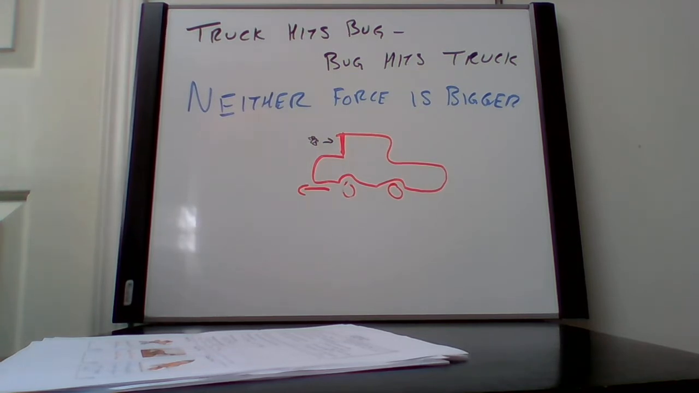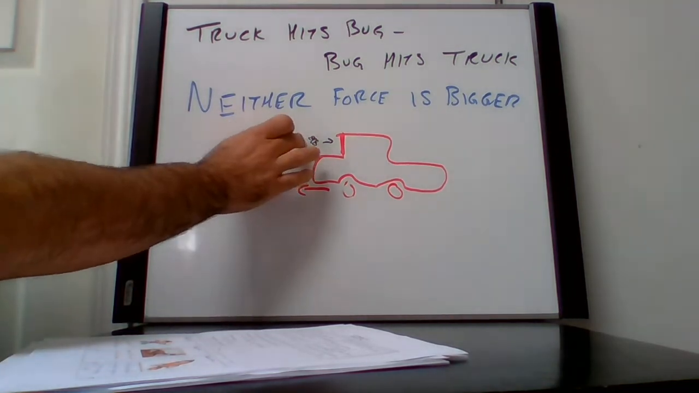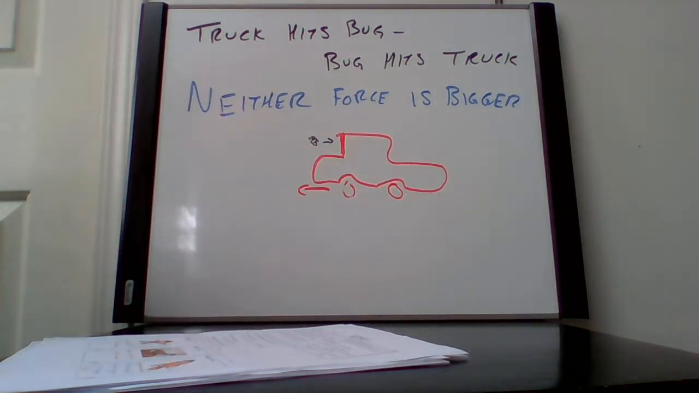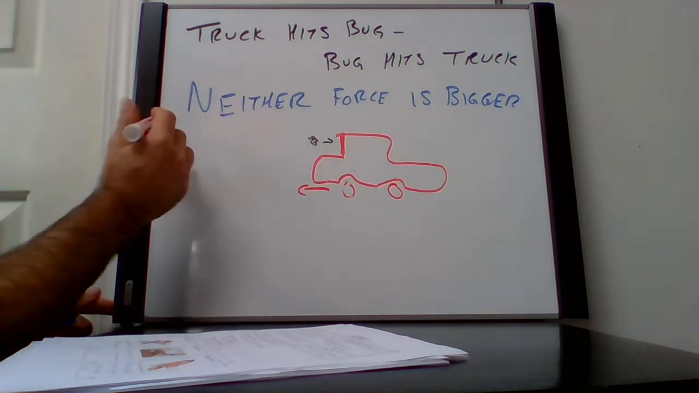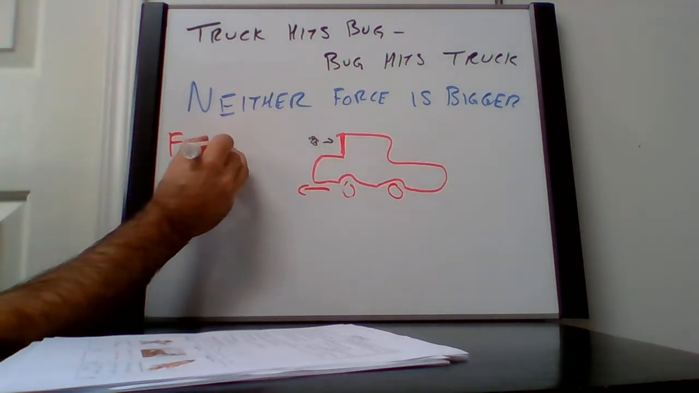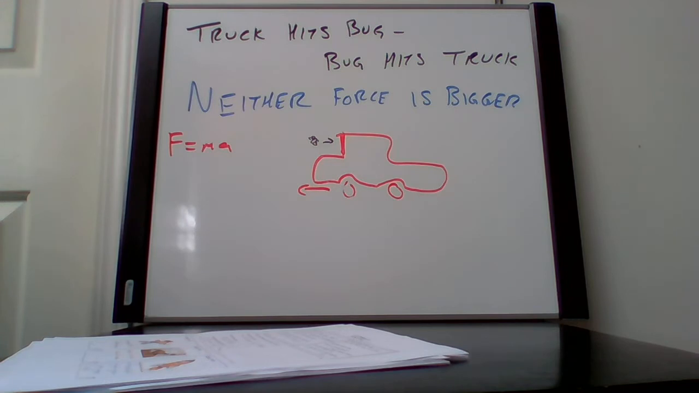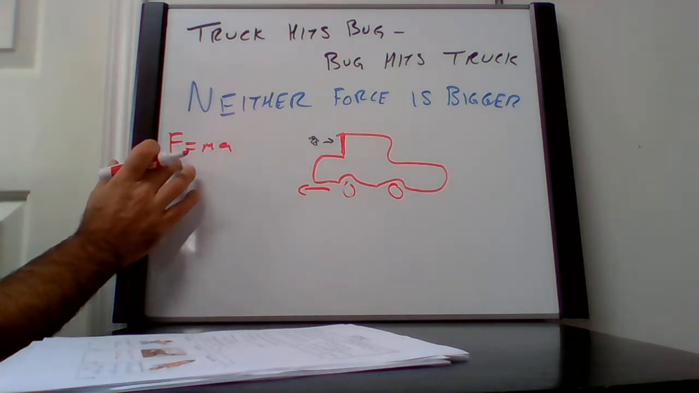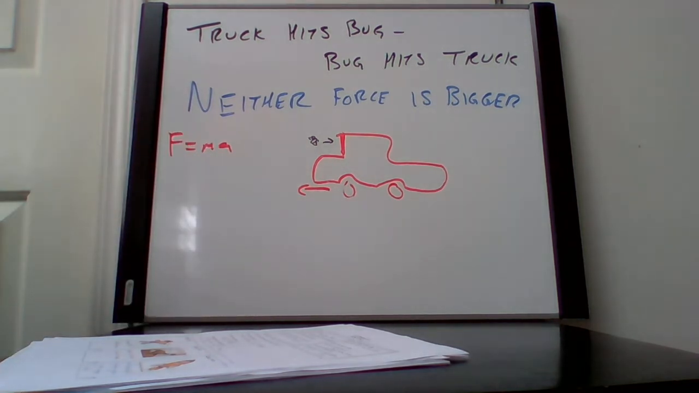The reason why we see much more impact on the bug instead of the truck has to do with the mass. Remember that force equals mass times acceleration. Our force is the same, but because our mass is different, we have a different acceleration on each of these.